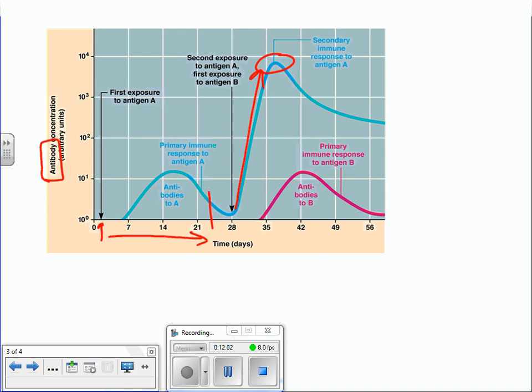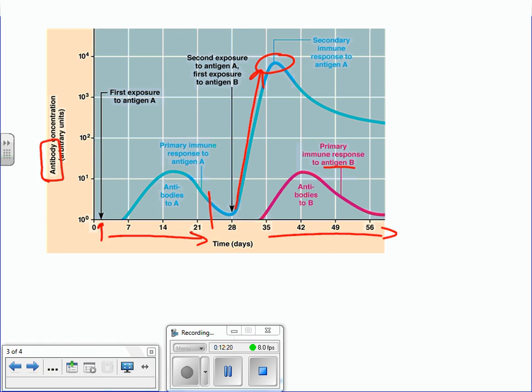All right, so as you can see, if we have any exposure to a second antigen, well, that's a whole new organism or a whole new piece that our body doesn't recognize, so we have to go through that whole process again, and we'll feel ill symptoms.